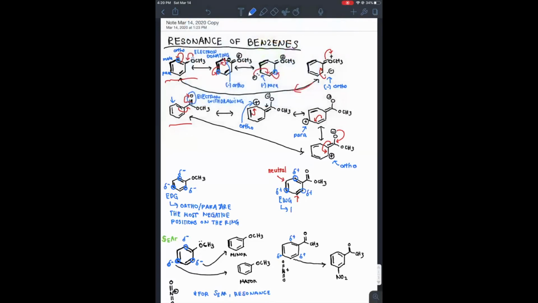Because these meta positions are neutral, whereas the ortho and para positions are partial positive, we can say that the meta positions are the most negative positions on the ring. So when you have an electron withdrawing group, the meta positions are the most negative, whereas when you have an electron donating group, the ortho and para positions are the most negative.